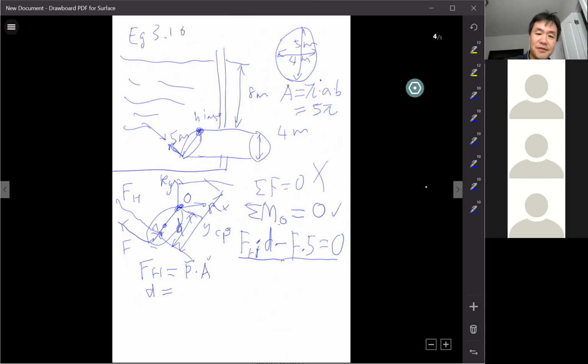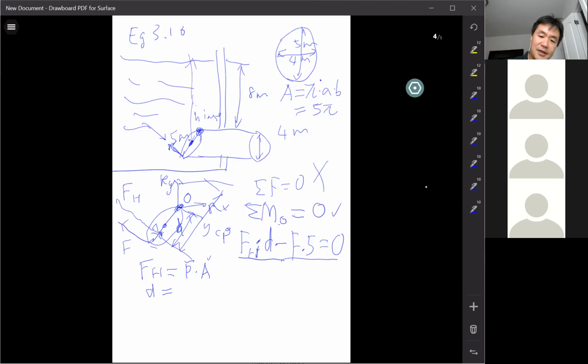So where is the central of this ellipse? What is the water depth on the ellipse? Do you have to use Pythagorean's theorem and then add that to 8?